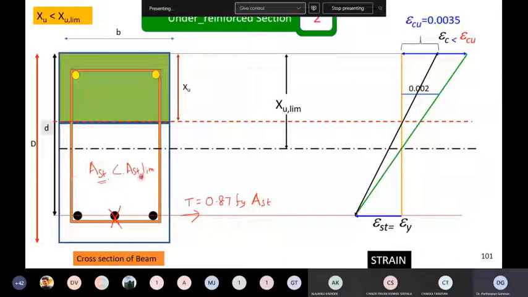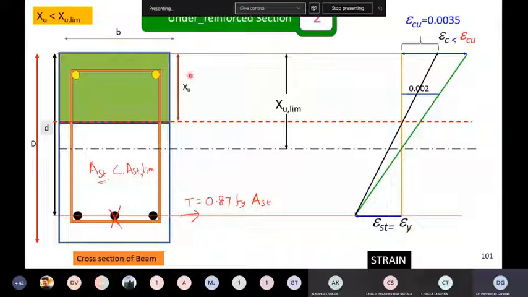AST is less than AST limit, and because steel will fail before concrete fails, the failure will always be a ductile failure. It is not a brittle failure, and this is what we always design the structure for, because we want the structural element to give you sufficient warning. Okay, I am going to fail. Please repair it. Otherwise, in due time, it is going to fail like that. So that is the thing here.